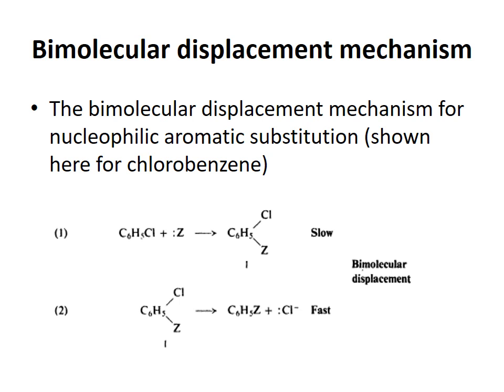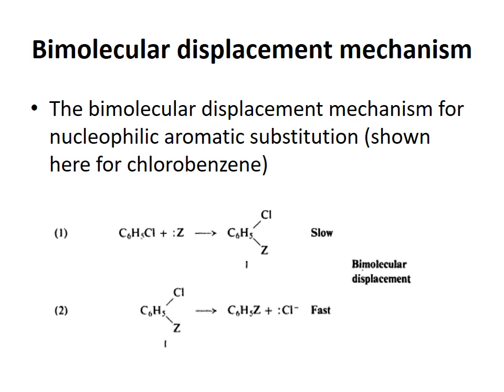So the mechanism of bimolecular displacement reaction has two steps. Here the example is shown for chlorobenzene. The first step is a slow step, that is the formation of carbanion 1. So the carbanion is formed by the attack of the nucleophile Z- on chlorobenzene.